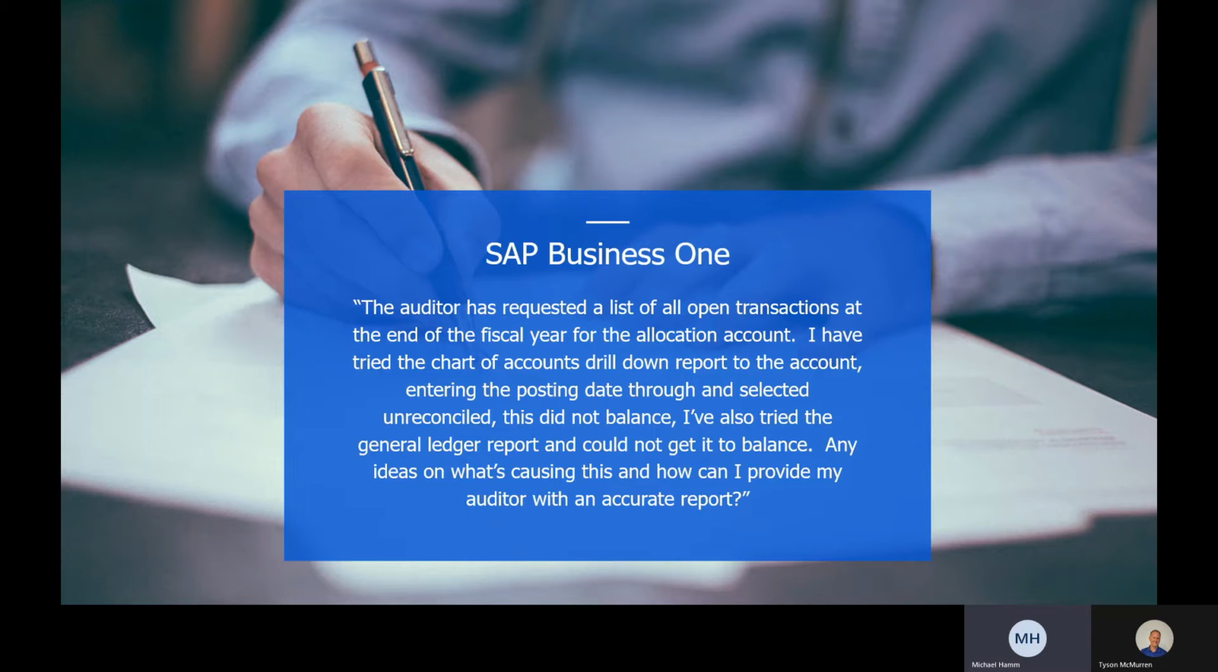Instead of a quote today, we're going to start out with a customer. And this comes to us from a stressed controller. Question is, the auditor has requested a list of all open transactions at the end of the fiscal year for the allocation account. I have tried the chart of accounts drill down report to the account, entering the posted date through and selected unreconciled. This did not balance. I've also tried the general ledger report and could not get it to balance. Any ideas on what's causing this and how I can provide my auditor with an accurate report?